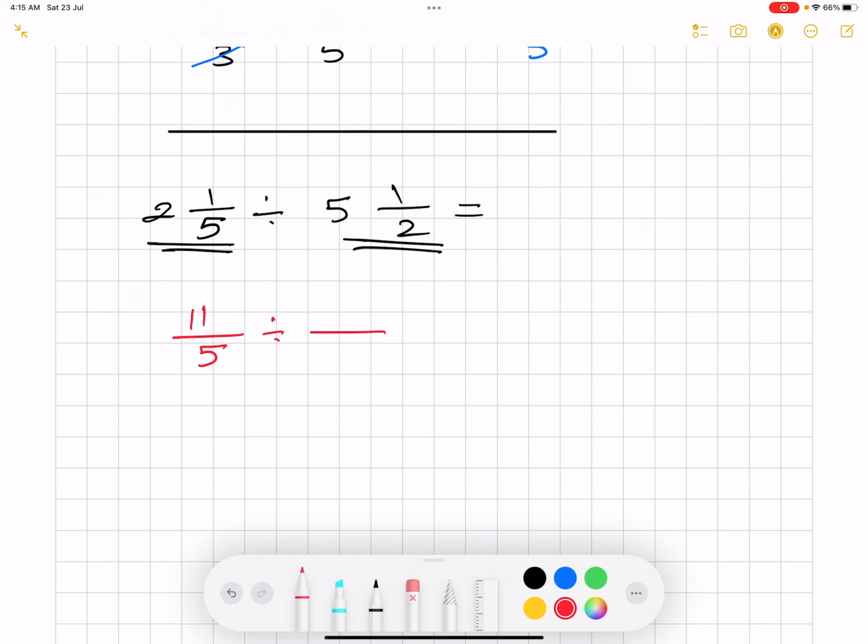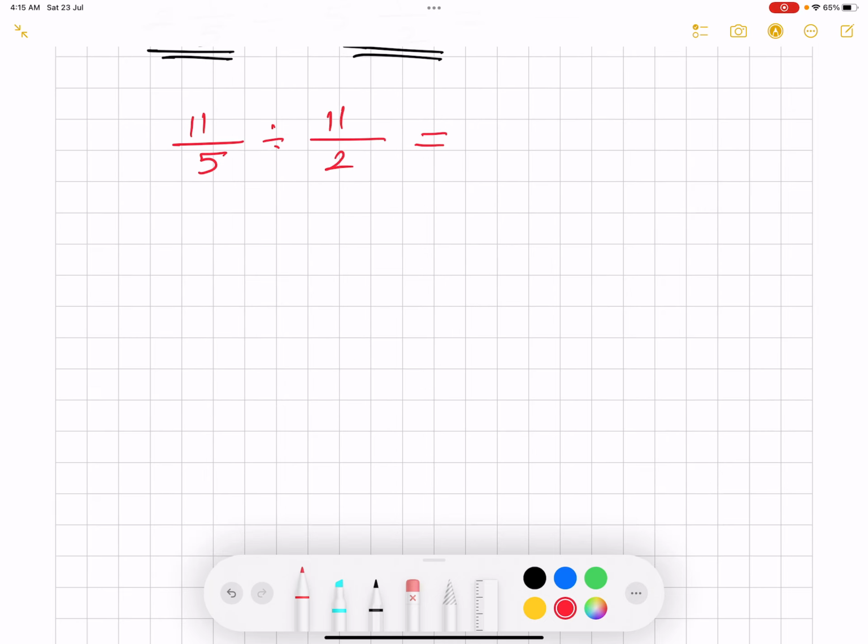وهنسيب دلوقتي dividing زي ما هو لغاية لما نحوله الأول. So it will be 5 times 2 equal 10 plus 1 equal 11. وهنشتغل كأنها مسألة divided عادية. So you have to keep the first fraction. You don't have to change it. So it will be 11 over 5.